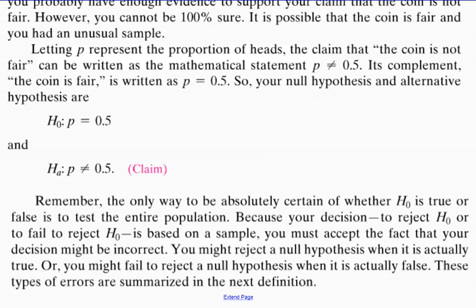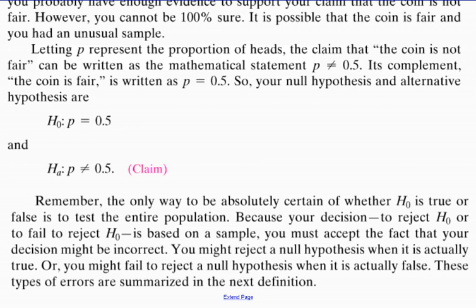Remember that the only way to be absolutely certain of whether the null is true or false is to test the entire population. Because your decision to either reject the null or fail to reject the null is based on a sample, you must accept the fact that your decision might be incorrect. You might reject a null when it is actually true, or you might fail to reject a null when it is actually false. These types of errors are summarized in the next definition.